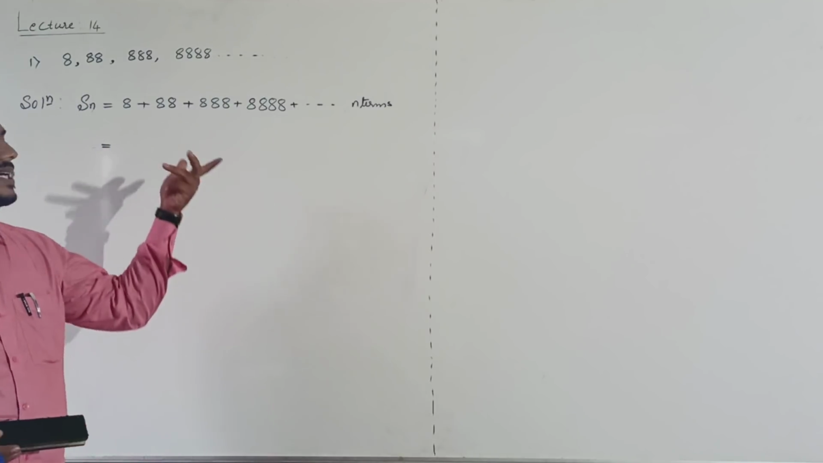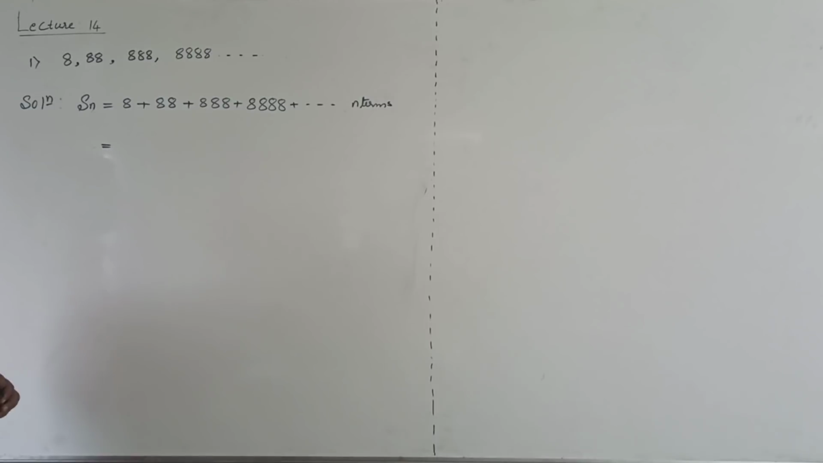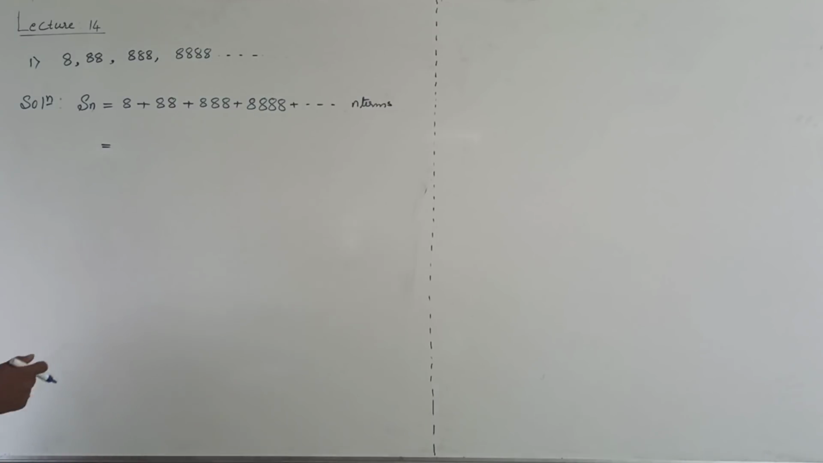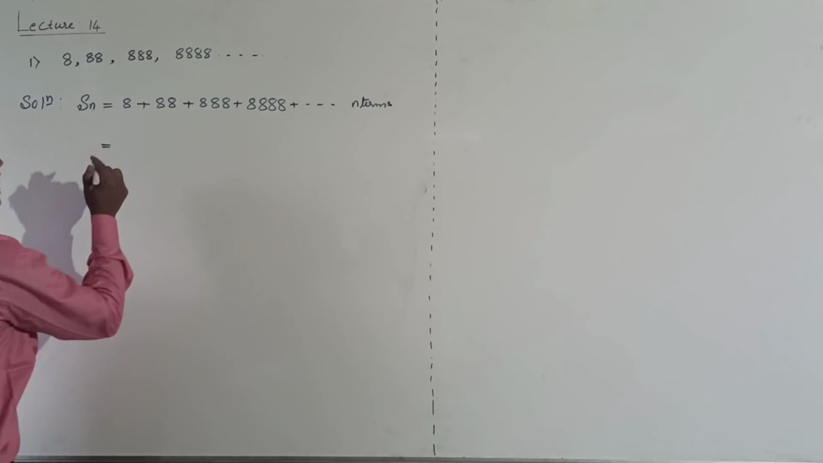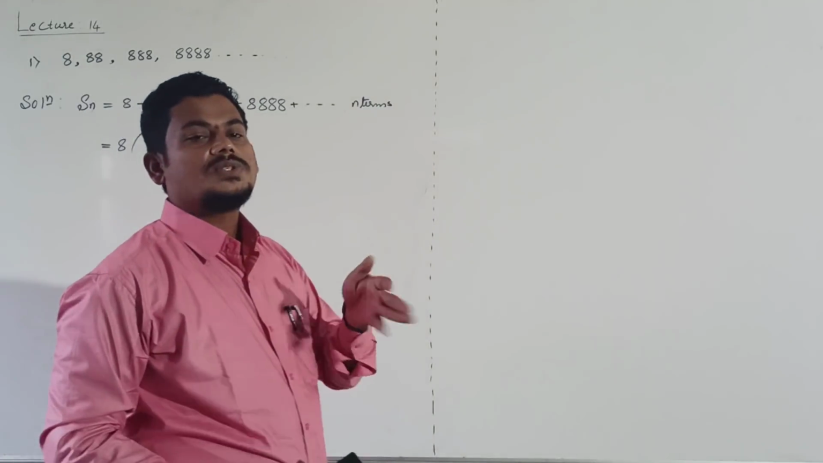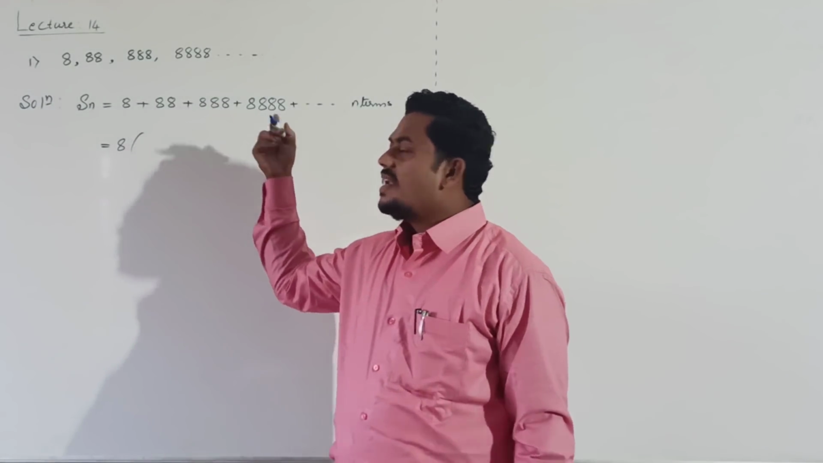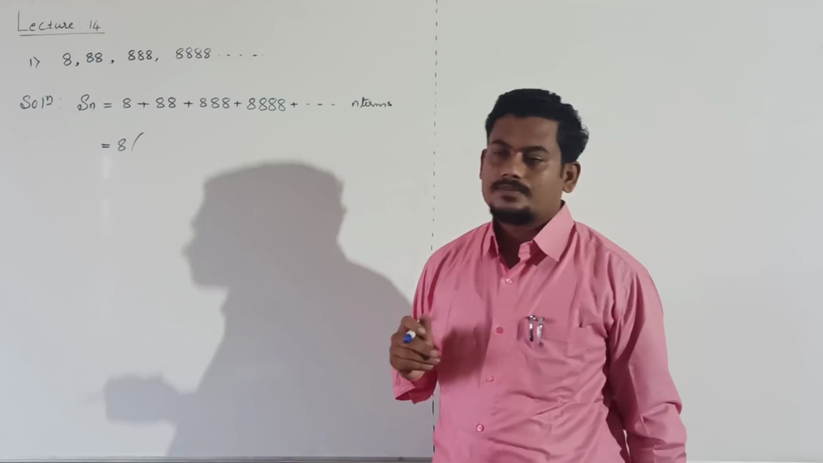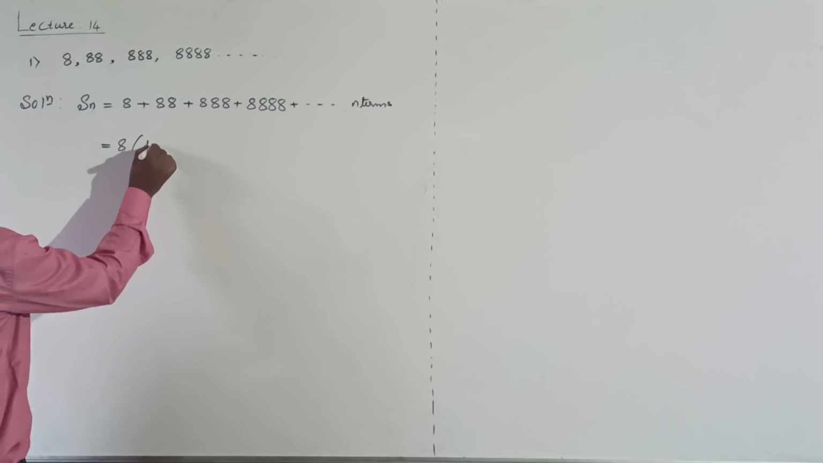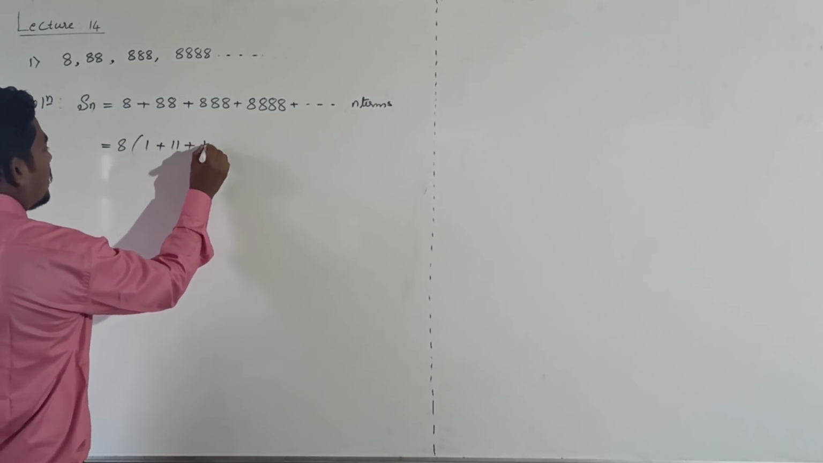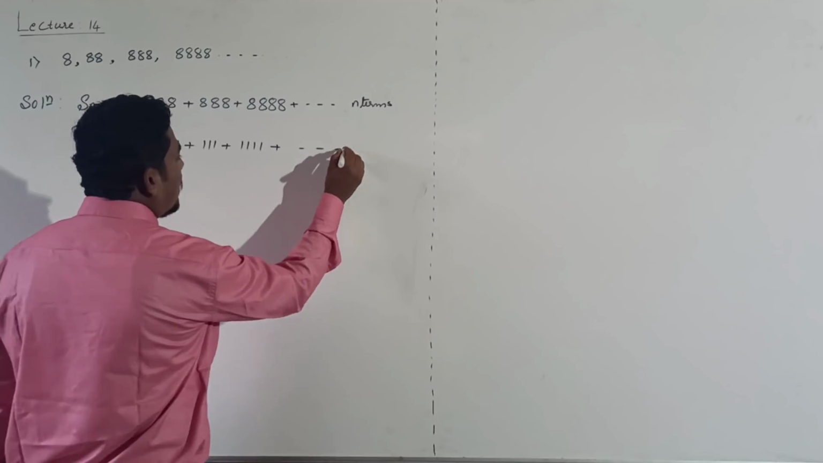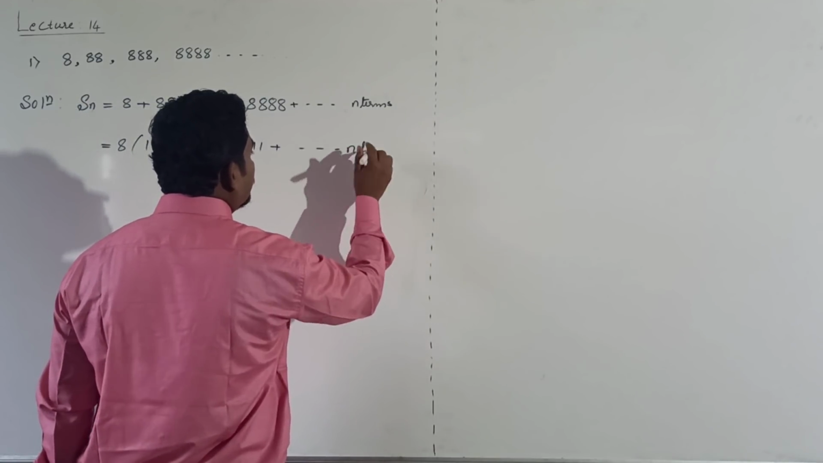Then what do we do? Just convert the sequence into GP, because if it is neither in AP nor in GP, we can't find its sum. For that, first taking 8 common, we get 8 times 1 plus 11 plus 111 plus and so on up to n terms.